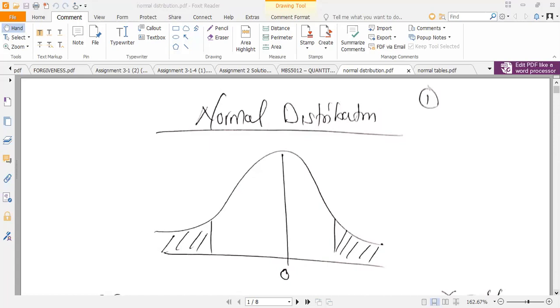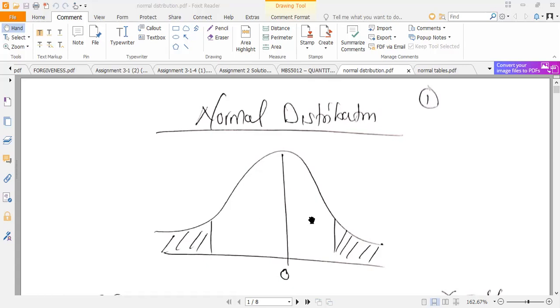There are about 5 characteristics that can be visible. Number 1, it is bell-shaped. Number 2, each side of the quadrant is 50% or 0.5. Number 3, the area under this graph is equal to 1. Number 4, these tails don't touch the base. Number 5, the sides are symmetric.